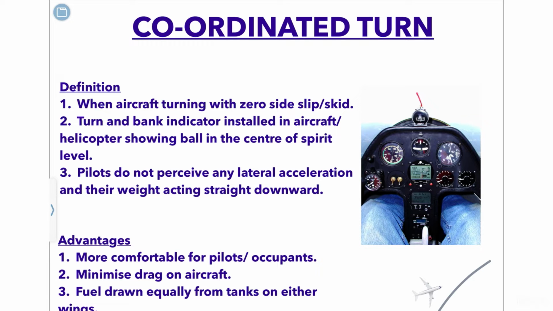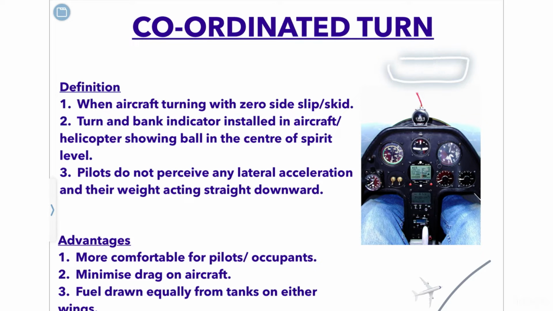A coordinated turn is when the aircraft is turning with zero side slip and side skid. How does the pilot get to know? There is a turn and bank indicator installed on the aircraft or helicopter, and if the ball is in the center of the spirit level, that means the aircraft is in a coordinated turn. As you can see in the figure, this is the turn and bank indicator, and this dot is the ball.